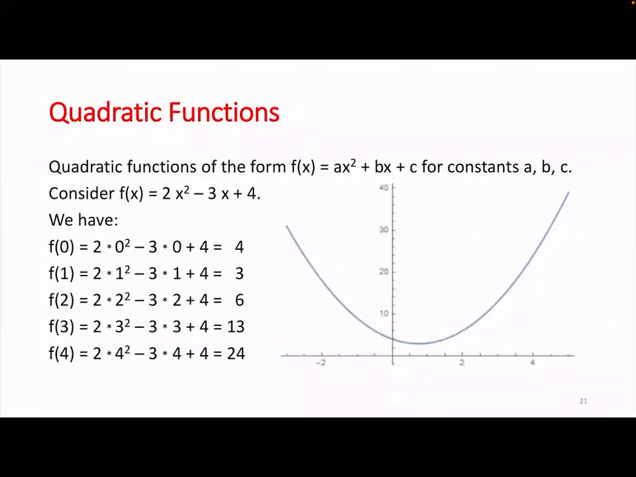So the next one after lines would be quadratic functions. So f of x is ax squared plus bx plus c for constants a, b, and c. You've probably seen this with the quadratic formula to find its roots. Interestingly, you can actually use parabolas to do some interesting cryptography. If anybody's interested, just shoot me an email.